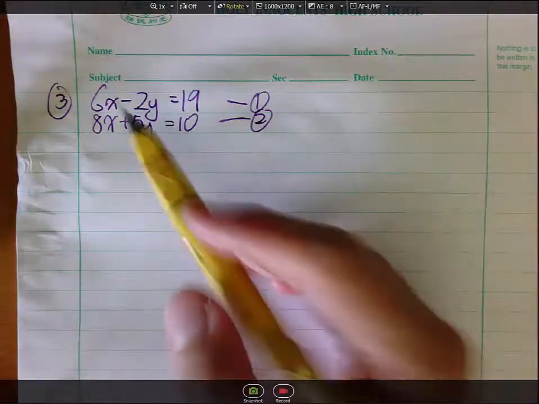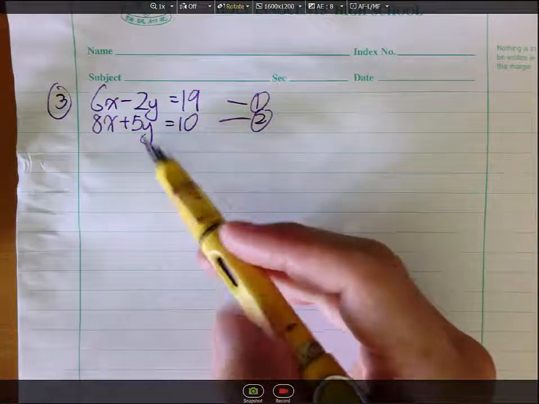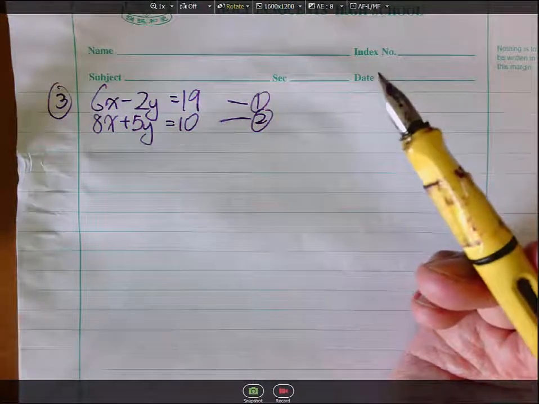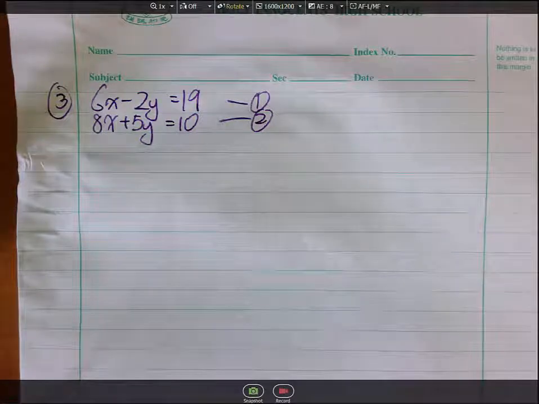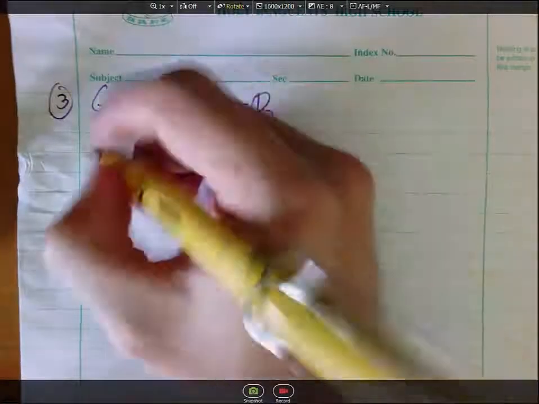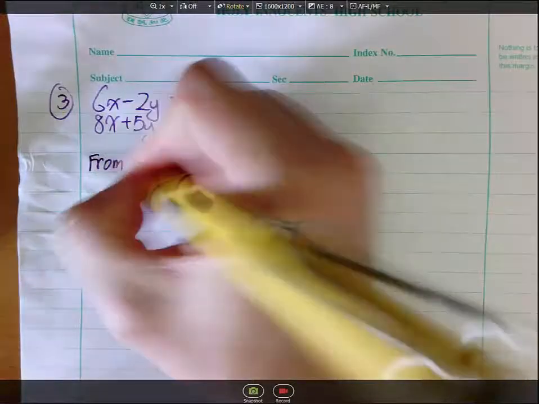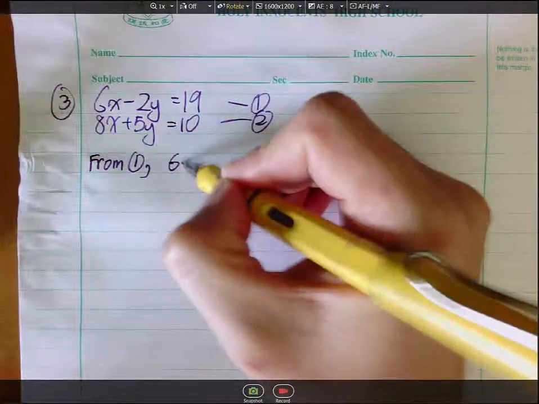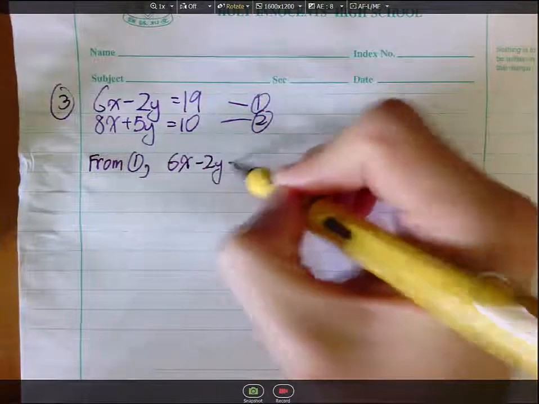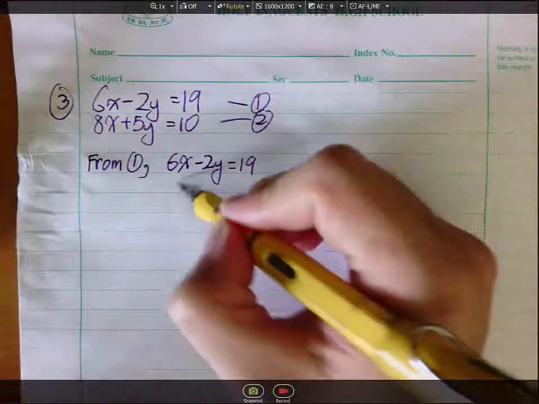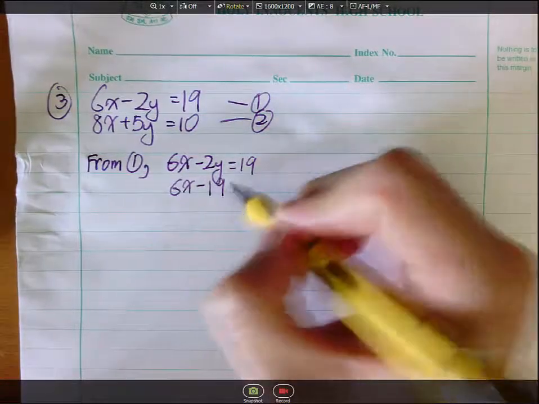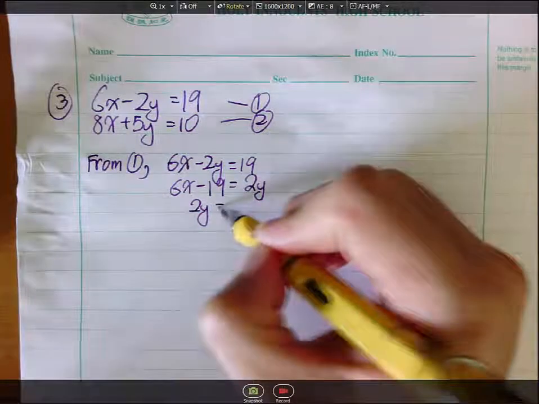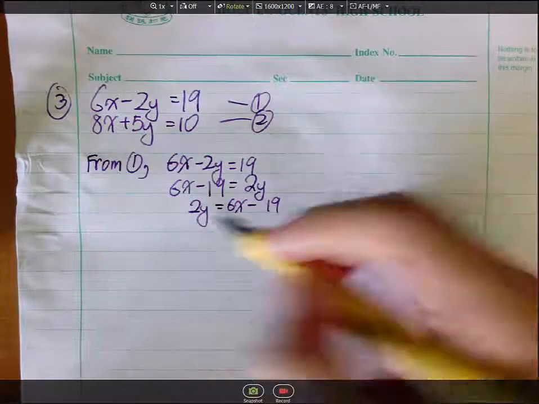In this case, there is no x or y variable that has a coefficient of 1. So when we want to make x a subject or y a subject, it's going to come up to be a fraction. But never mind, we will just try our best to see how it goes. So I'll start right from 1. 6x minus 2y is equals to 19. Then 6x minus 19 is equals to 2y.